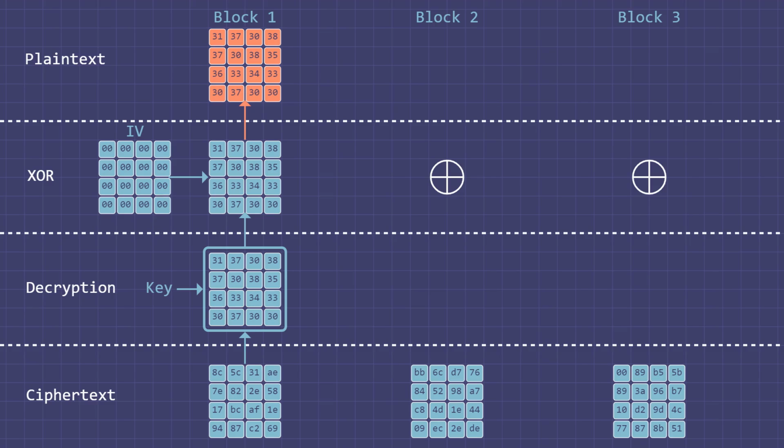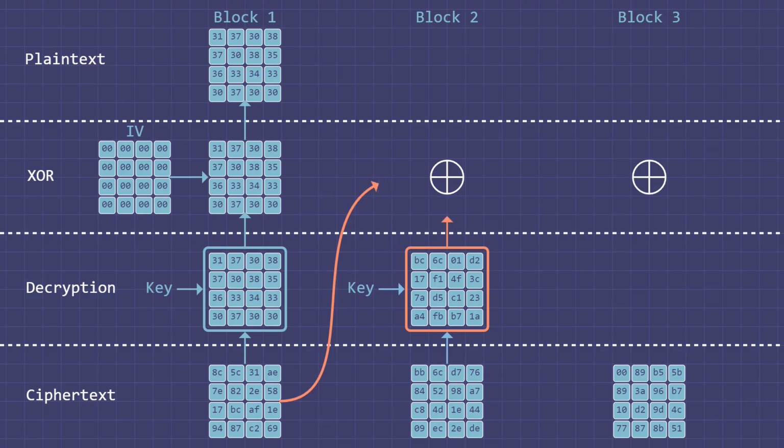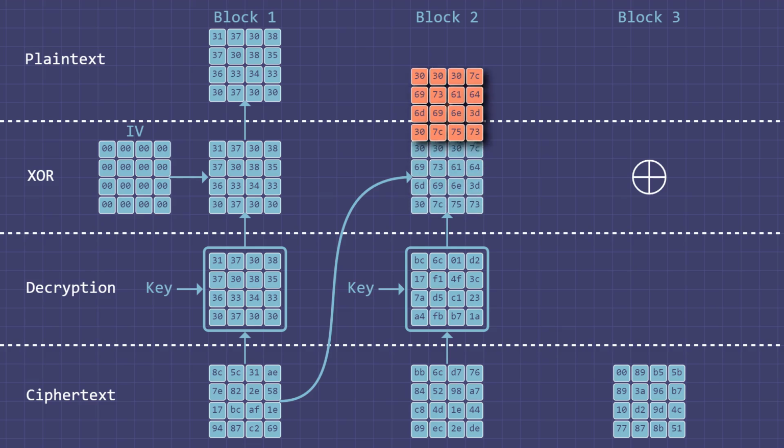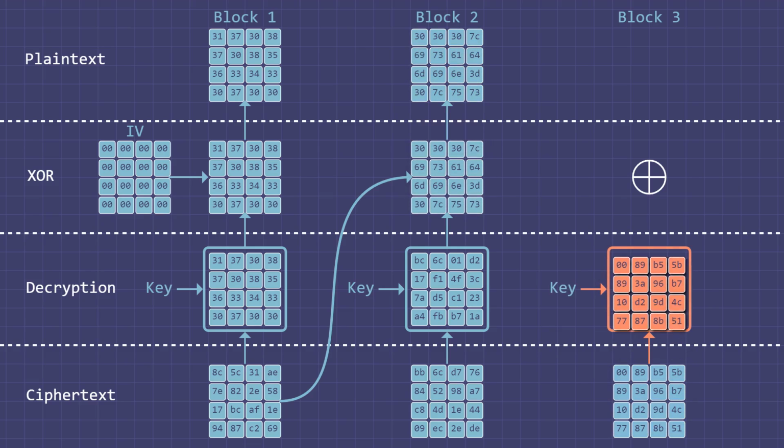Remember that this is expressed in bytes. We go to the next one. The block is decrypted, and the result is XORed with the previous ciphertext block. We repeat the process with the third block.